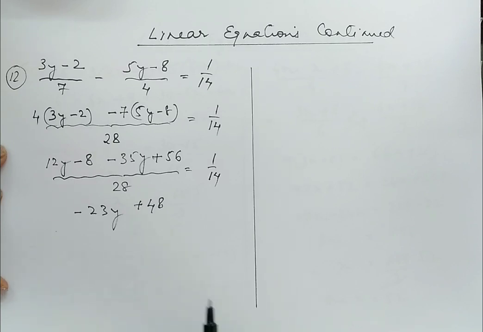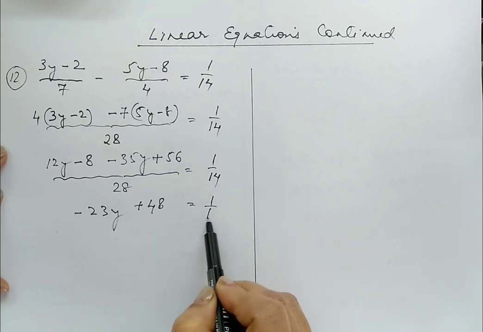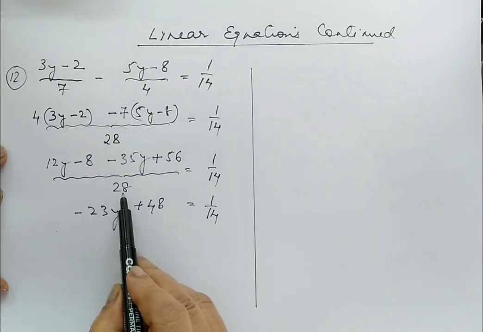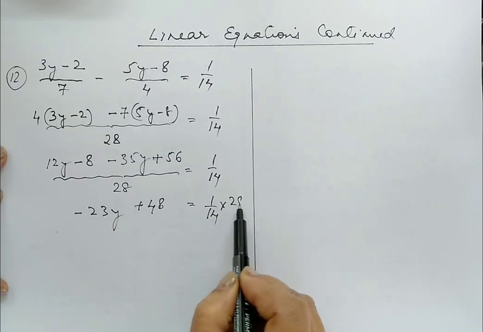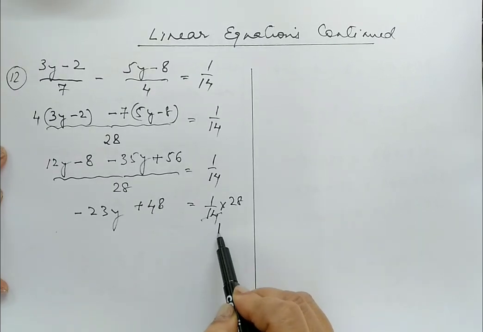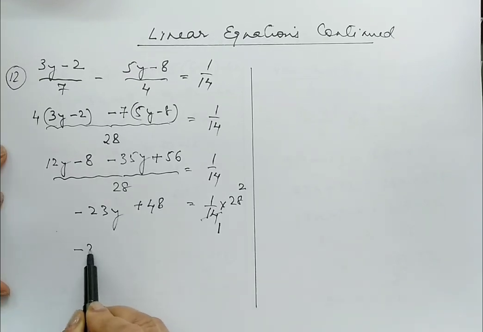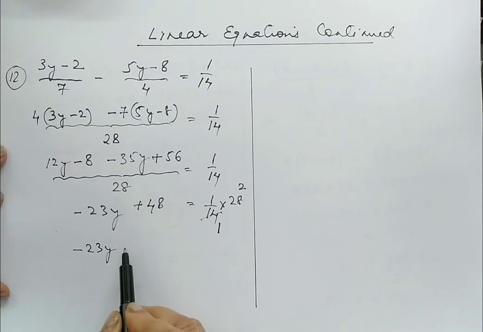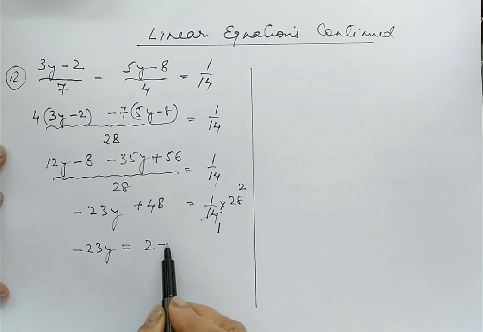Alright guys. Now here we have 1 upon 14, and this 28 should go there to multiply. Having done that, we know that 14 ones are 14, 14 twos are 28. We have this, which means we have a minus 23y equals to 2, and this will go there as minus 48. Correct guys?